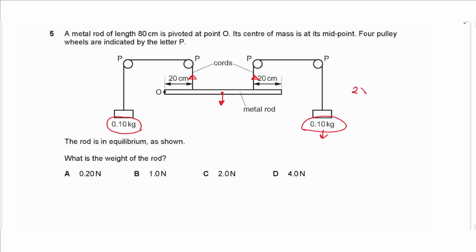So we have 2 multiplied by the weight of the blocks. So 0.10 multiplied by 9.8. That gives an answer of 1.96 newtons. Pull from the ropes, that is equal to the weight of the rod. So the approximate value is 2 newtons. So the answer is C.